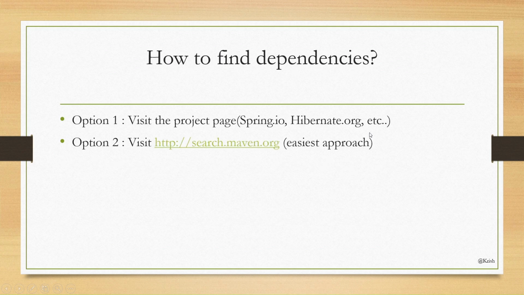And next, how we can find the dependencies. If you don't know which jar files you need to add, the easiest approach is to go to maven.org and find them. If you want Spring Security, you can search there for the group ID and artifact ID, get what to use, and add it in the pom.xml, so it will automatically add the jar file to your dependencies. Otherwise, you can go to the project sites like spring.io or hibernate.org and find what you want to add for your specific project.